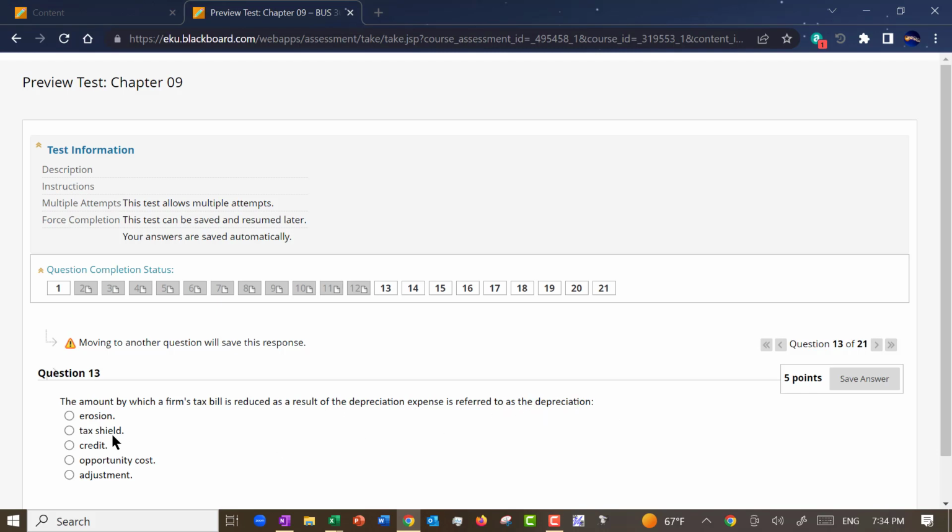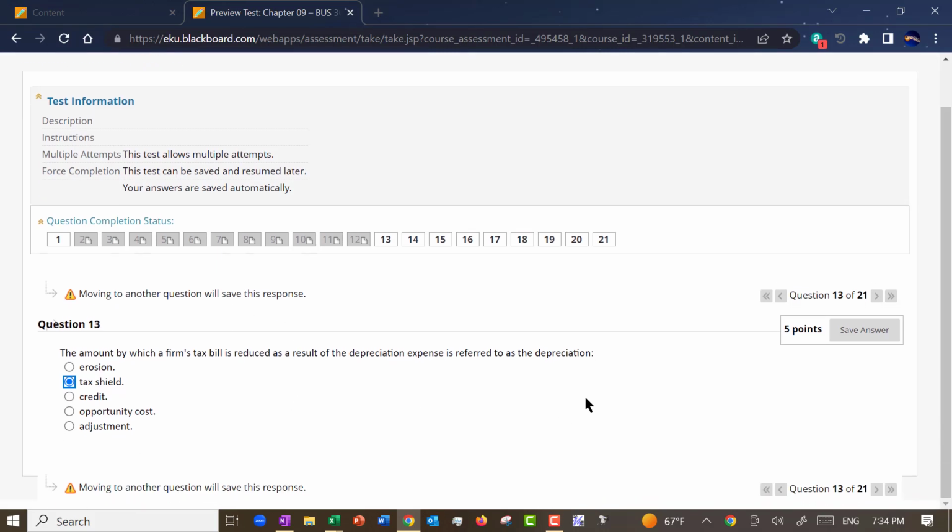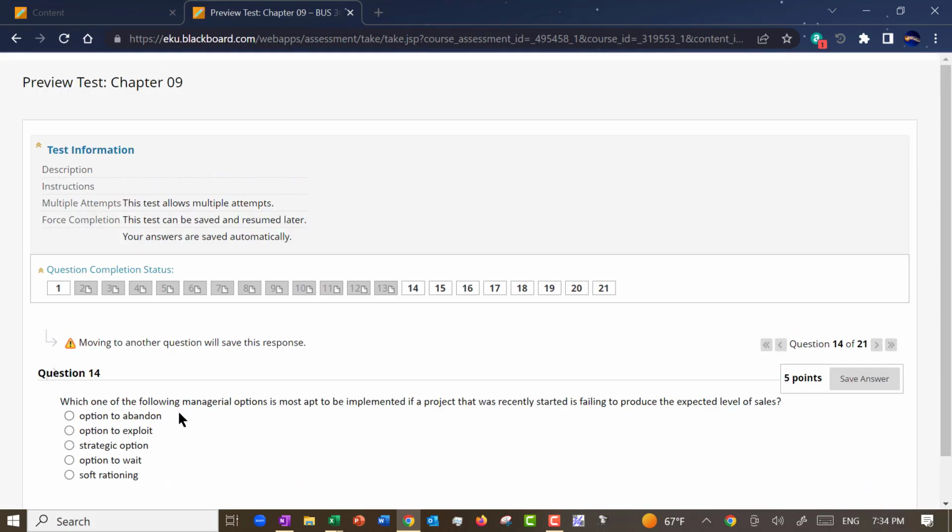Which one of the following managerial options is most apt to be implemented if a project was recently started failing to produce expected level of sales? So if it's not doing as well as you thought it would, what kind of option do you have?